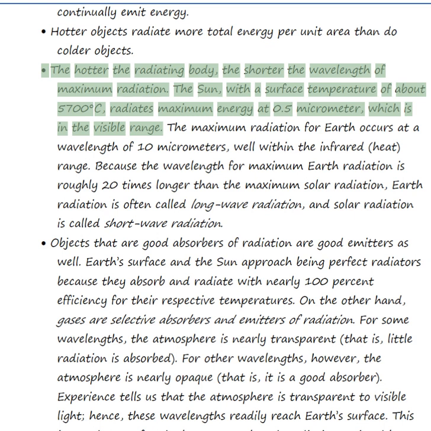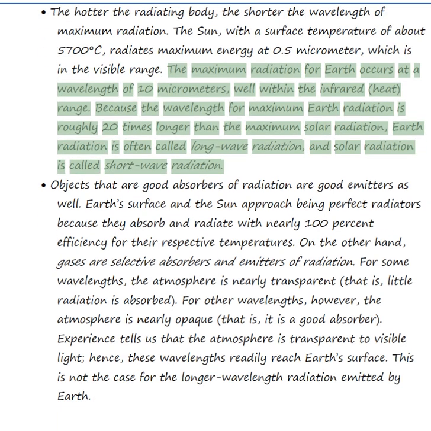The sun, with a surface temperature of about 5,700 degrees Celsius, radiates maximum energy at 0.5 micrometer, which is in the visible range. The maximum radiation for Earth occurs at a wavelength of 10 micrometers, well within the infrared range. Because the wavelength for maximum Earth radiation is roughly 20 times longer than the maximum solar radiation, Earth radiation is often called long-wave radiation, and solar radiation is called short-wave radiation.